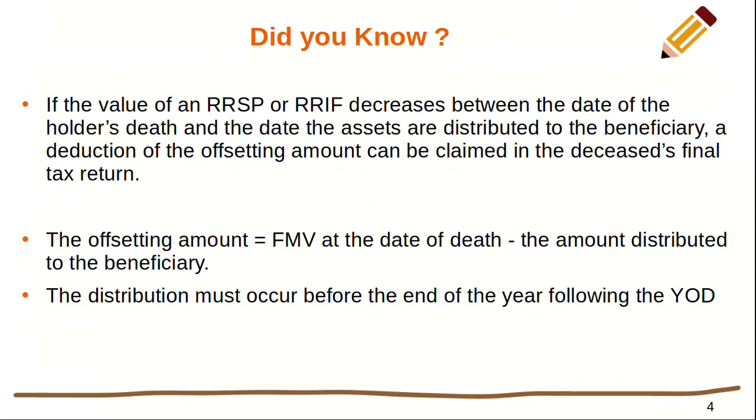Just for you to know, if the value of an RRSP or RRIF decreases between the date of the holder's death and the date the assets are distributed to the beneficiary, a deduction of the offsetting amount can be claimed in the deceased's final tax return. This offsetting amount is calculated by subtracting the amount distributed to the beneficiary from the fair market value at the time of death.